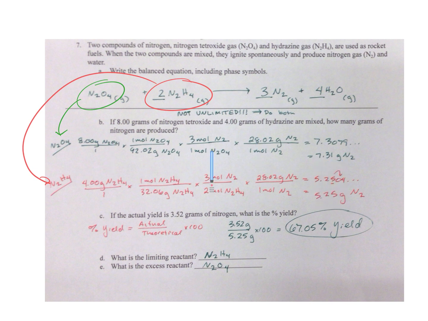So I'm going to summarize this whole calculation right here with this statement. If you have 8 grams of nitrogen tetroxide, you can make 7.31 grams of nitrogen.